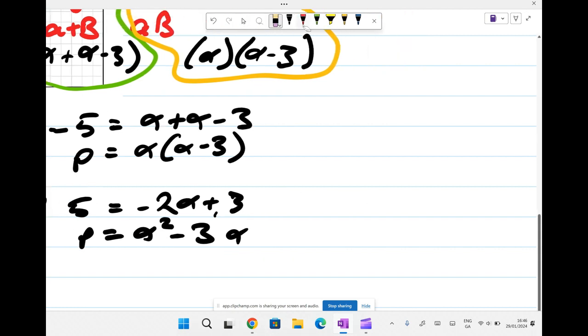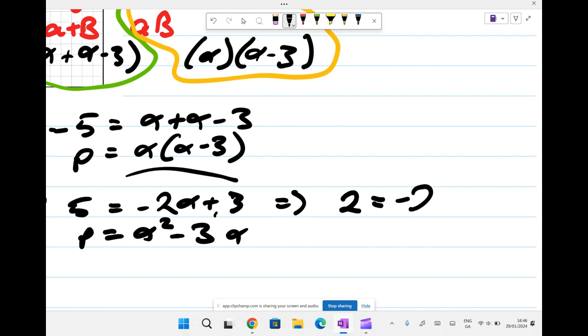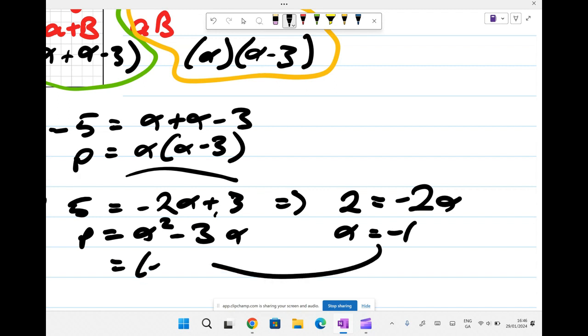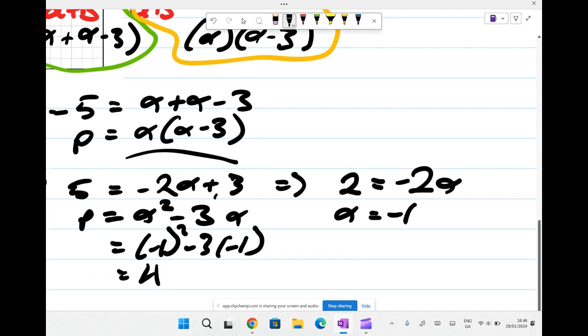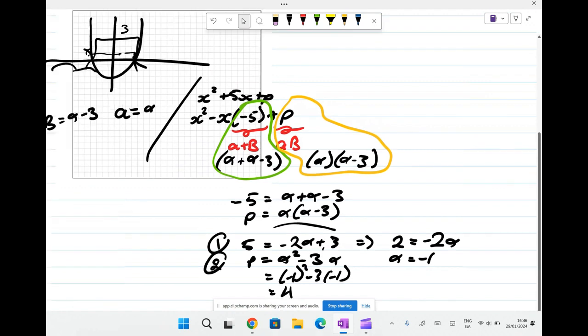How are we going to do that? Well, bring the 3 to the other side, so that's 2 is equal to minus 2 alpha. Therefore, alpha is minus 1. Sub it in here: minus 1 squared minus 3 times minus 1. p is going to be 4. And that is the question done.